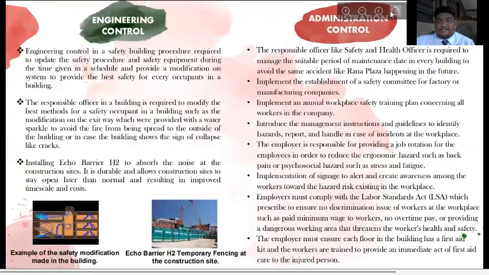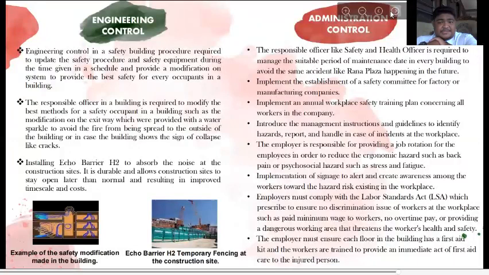Next is the administration control, where the responsible officer, like the safety and health officer, is required to manage a suitable period of maintenance to avoid an accident like Rana Plaza from happening in the future. The implementation includes the establishment of a safety committee for factory and manufacturing companies. Implement an annual workplace safety training and counseling for all workers in the company.